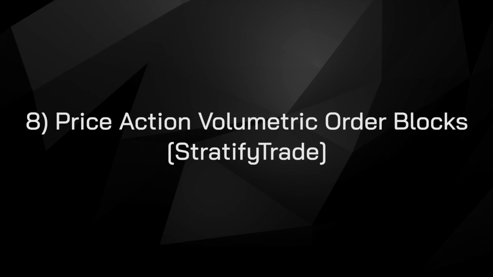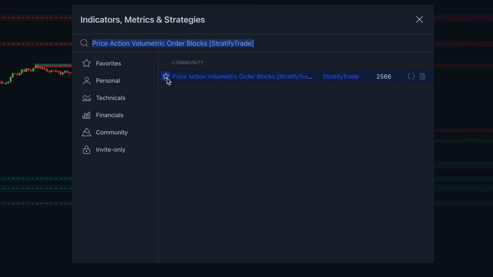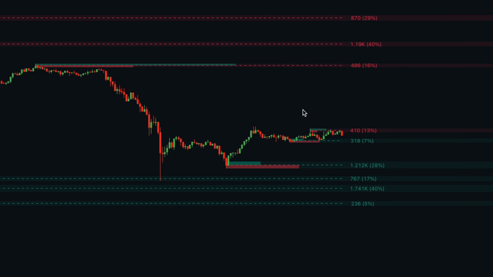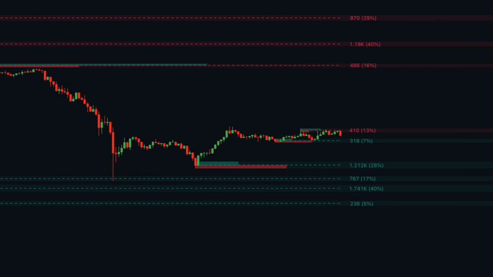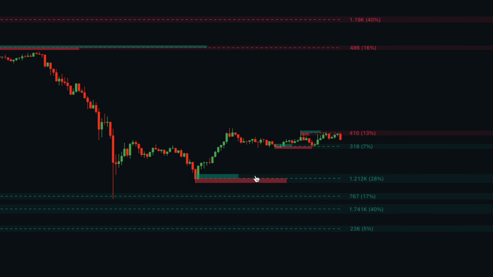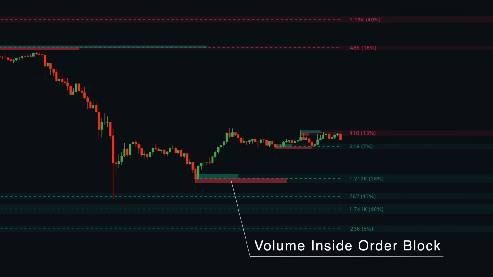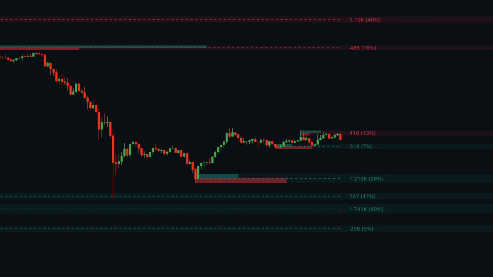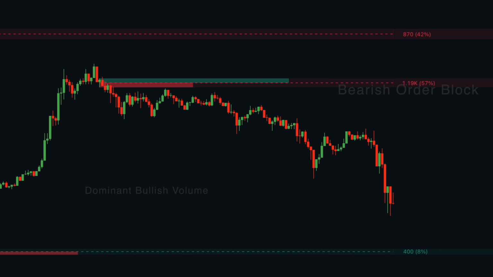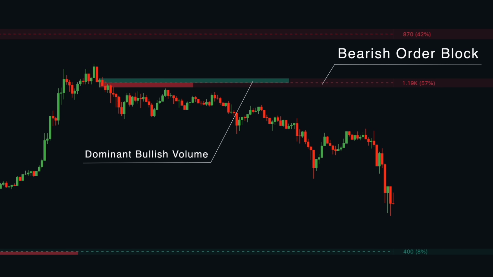This script is called the Price Action Volumetric Order Blocks by Stratify Trade. The Price Action Volumetric Order Blocks indicator is designed to present a different approach to normal order blocks, providing volume inside metrics used to spot stronger and weaker order blocks, their own volume, and much more, adding a good extra chunk of confluence. The following example shows how a bearish order block can have more bullish volume or more bearish volume.